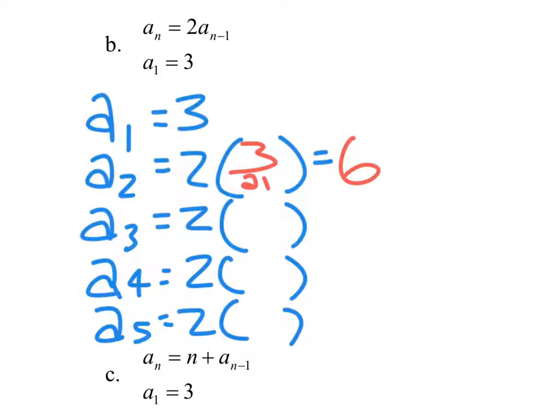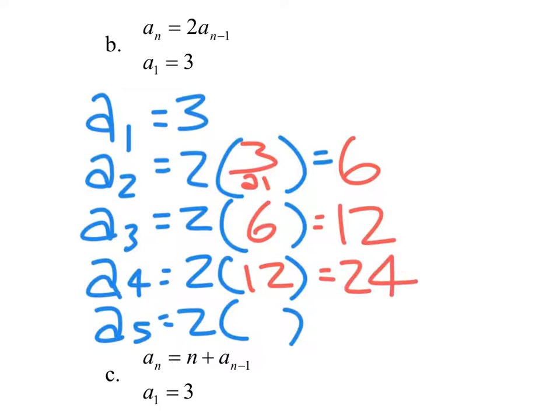The value of a sub 3 is 2 times the previous term. So 2 times 6 is going to be 12. And as we go through this, we can see that finally the value of the fifth term is the value of the fourth term times 2, giving us 48. So we're multiplying by 2 each time because we see that indicated right there.